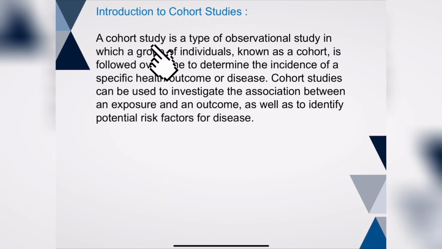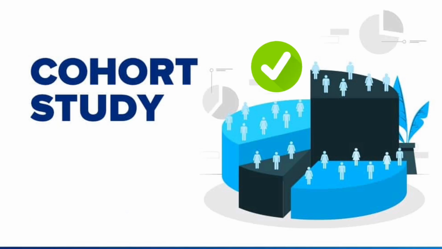Introduction to cohort studies. A cohort study is a type of an observational study in which a group of individuals known as a cohort is followed over time to determine the incidence of a specific health outcome or a disease. Cohort studies can be used to investigate the association between an exposure and an outcome as well as to identify the potential risk factors for a disease. Here is an image showing cohort study.